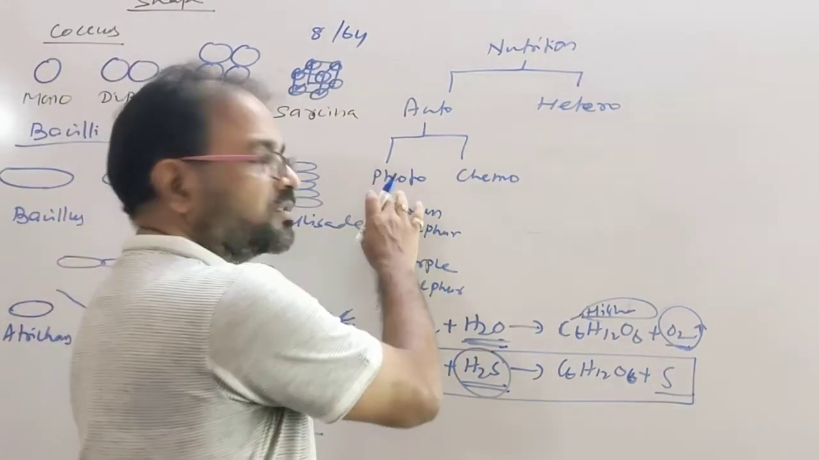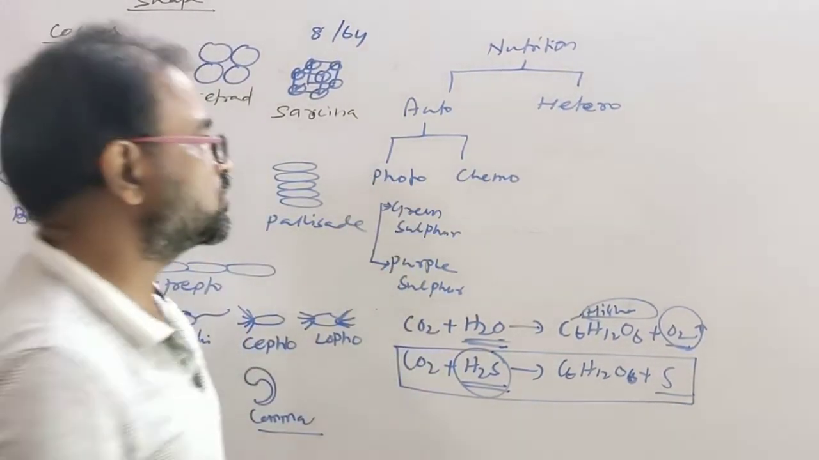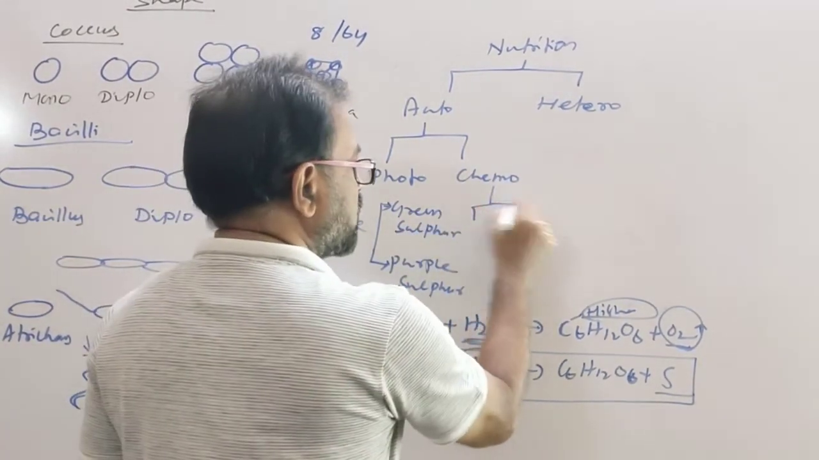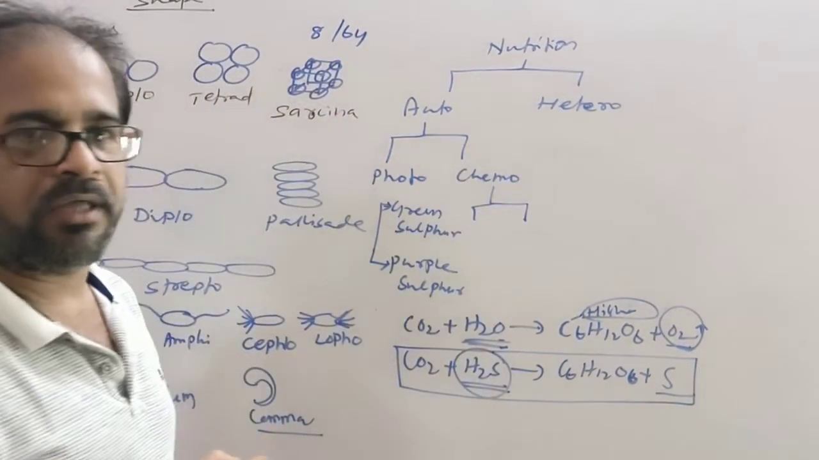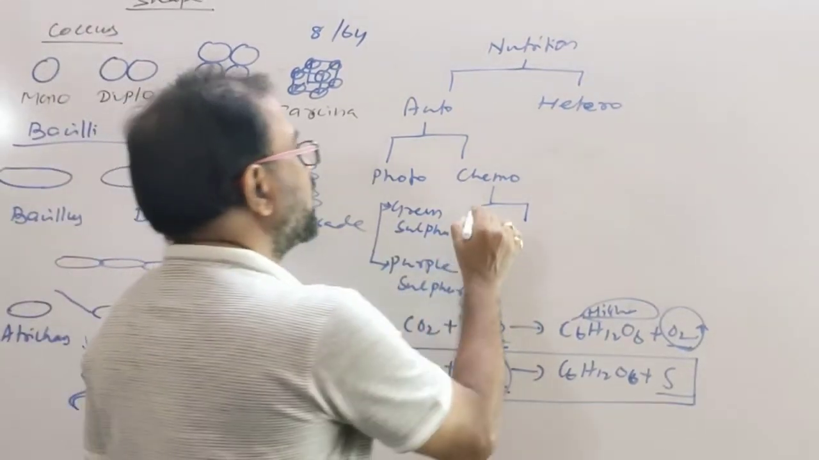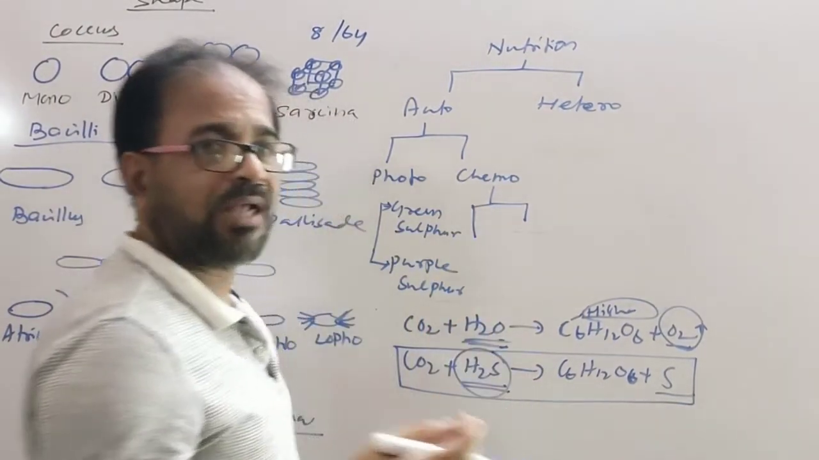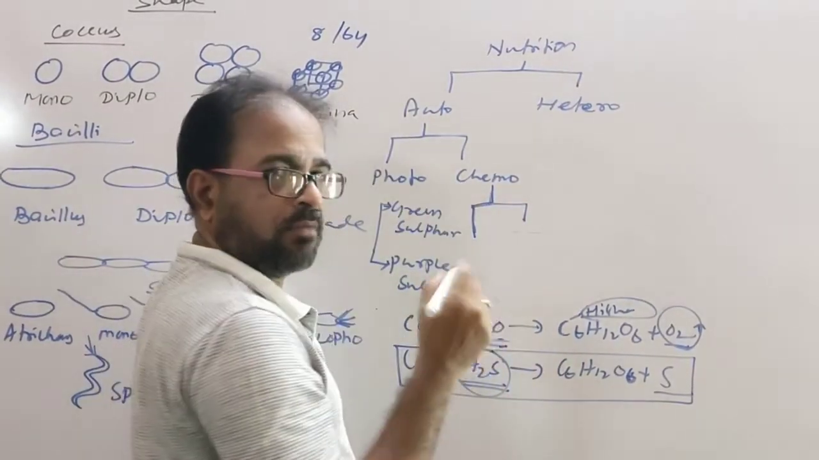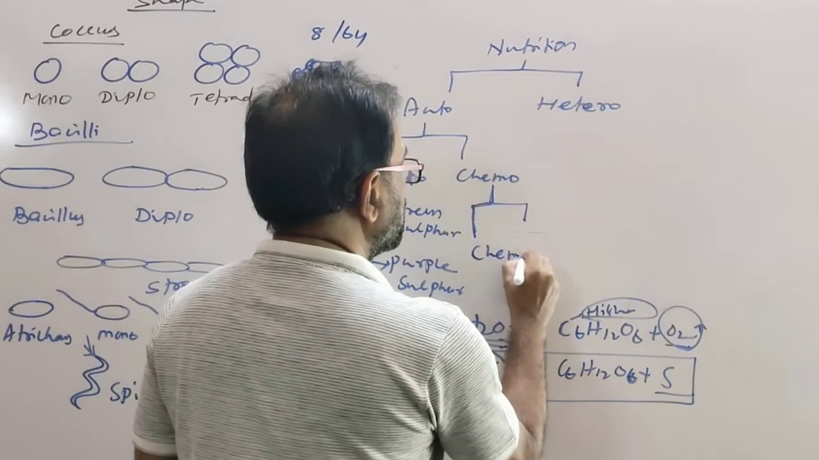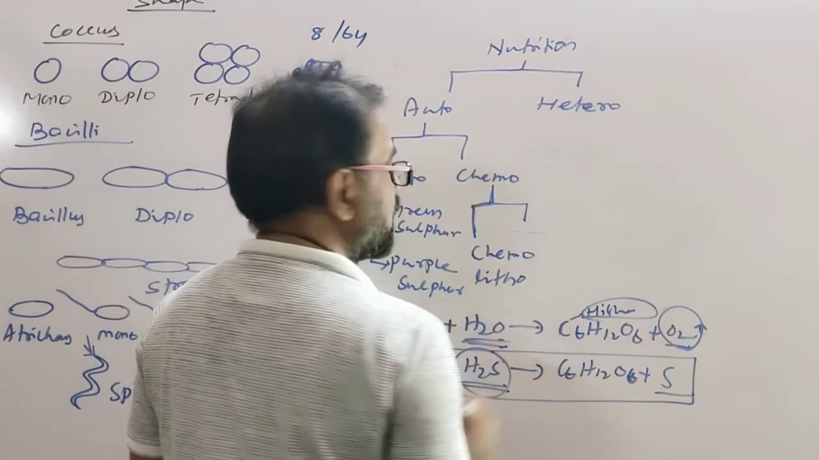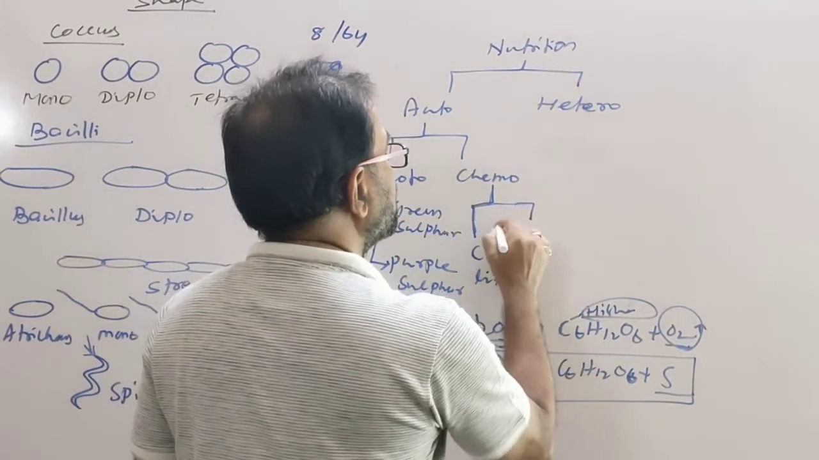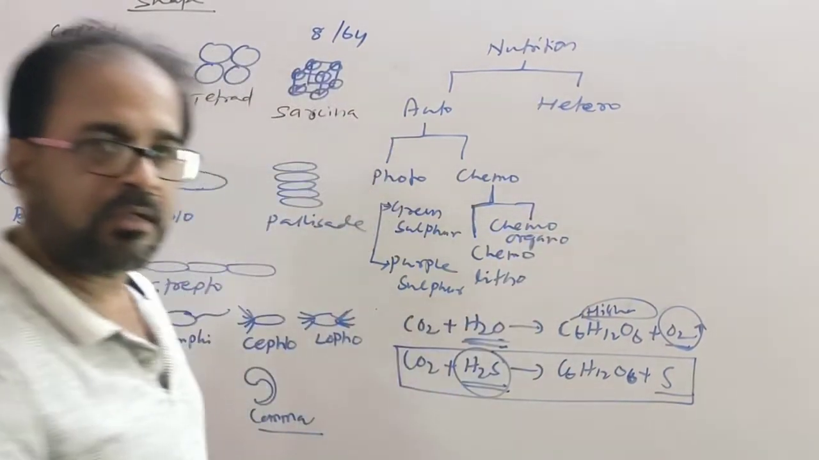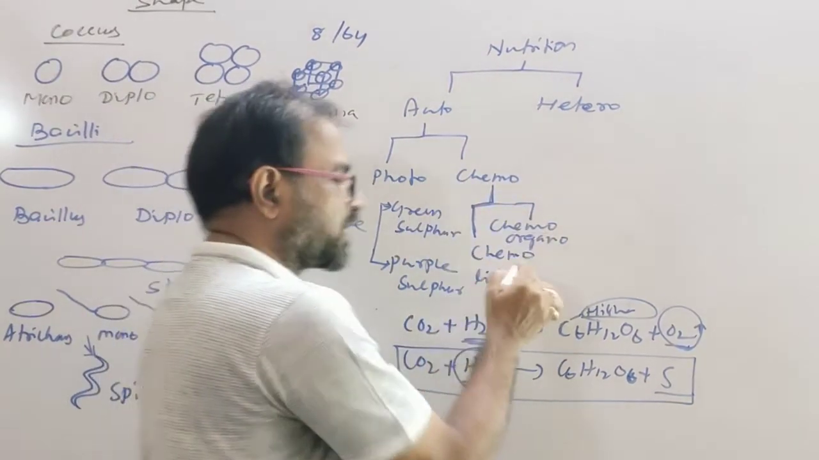So this type of photosynthesis is called anoxygenic photosynthesis. If the bacteria extract the energy from chemicals, they are called chemoautotrophic bacteria, clear? Chemotrophic bacteria. There are two types that depend upon the types of chemicals used. If it extracts its energy from inorganic compounds, it is called chemolithotroph, or from organic compounds, called chemoorganotroph. Clear? The chemoautotroph bacteria are two types: chemolithotroph.